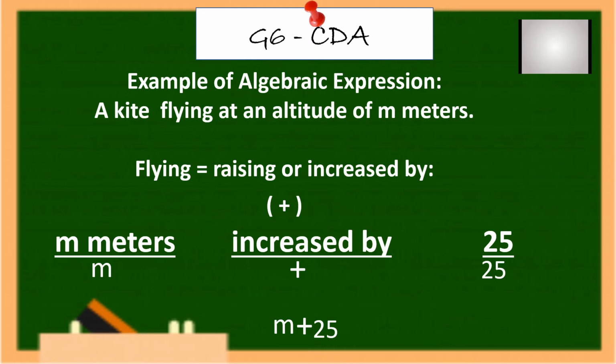Example of algebraic expression. A kite flying at an altitude of m meters. Flying is equal to rising or increased by 25. M stands for meters plus or increased by 25. So m plus 25.